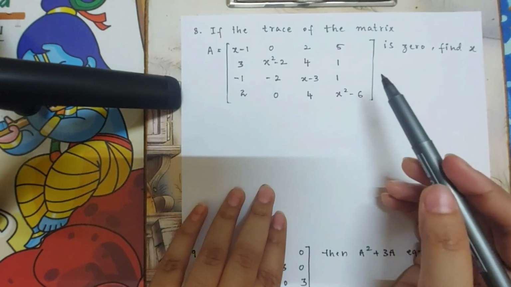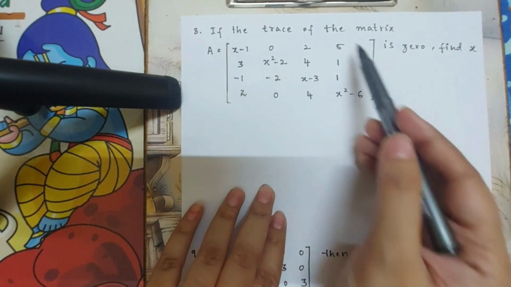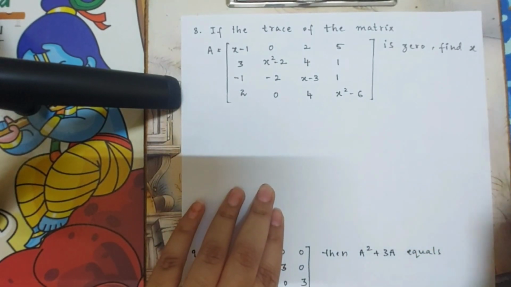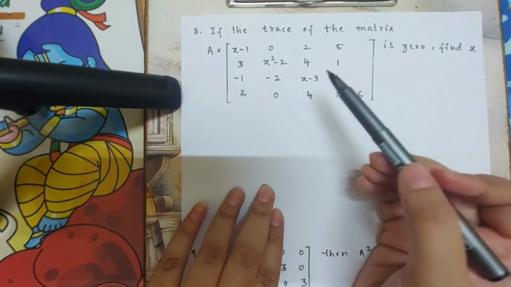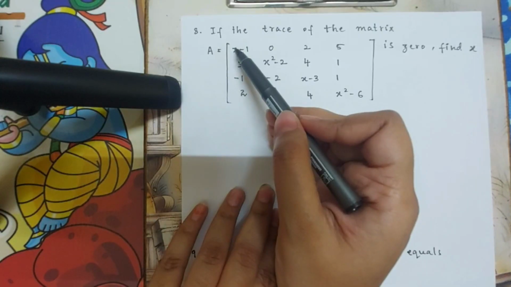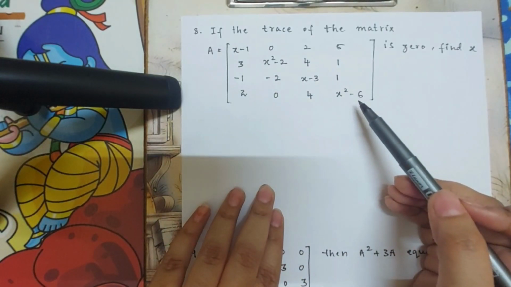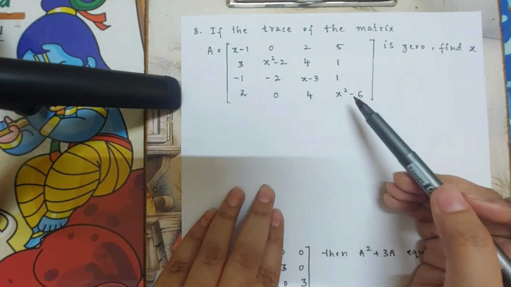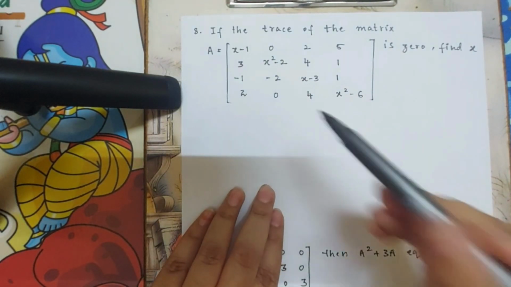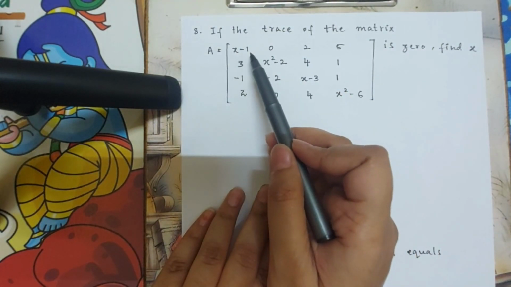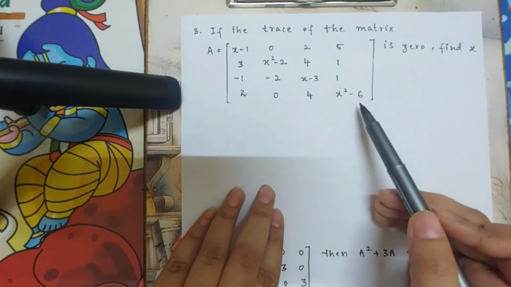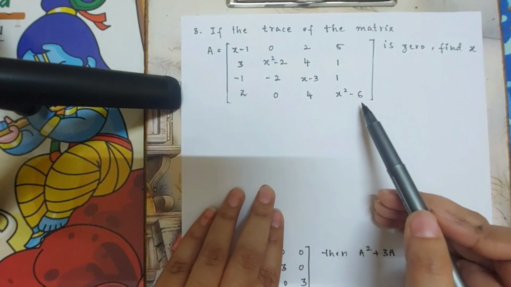So what is given in this question is, the trace of this matrix A is equal to 0. Now first thing, what do we mean by trace? We will be getting trace by adding all the diagonal elements. We get trace by getting the sum of all the diagonal elements. So if I want to find the trace, I should be adding x minus 1 plus x squared minus 2, x minus 3 with x squared minus 6.